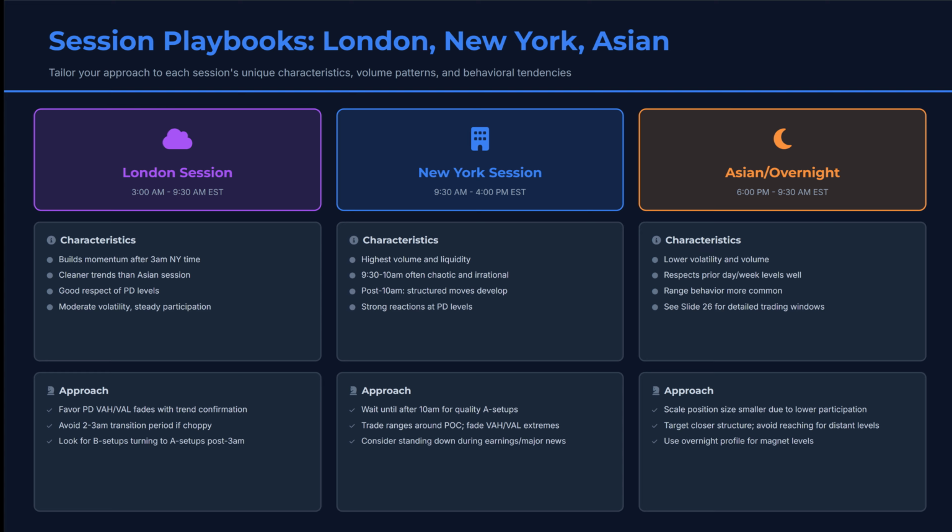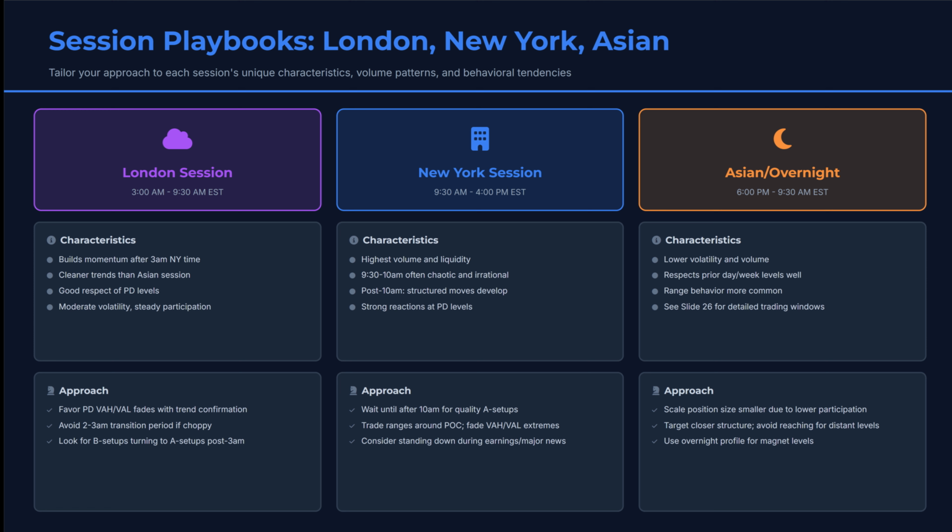Fourth, and importantly, see Slide 23 for detailed trading windows. The Asian overnight session shouldn't be treated as one uniform block, but as three distinct windows: evening, late night, and pre-market. Each has its characteristics and approaches, covered in detail on Slide 23.